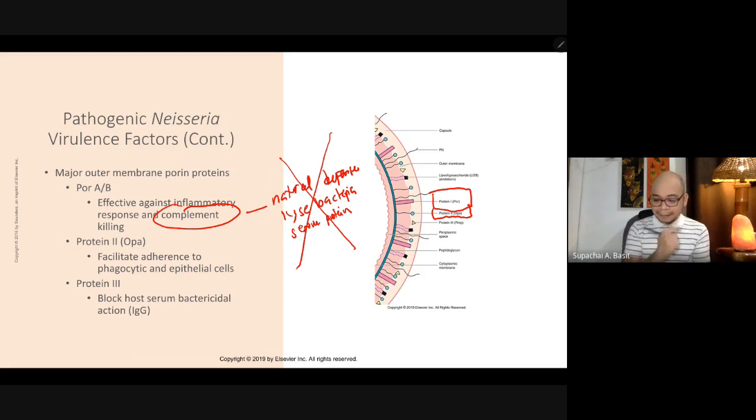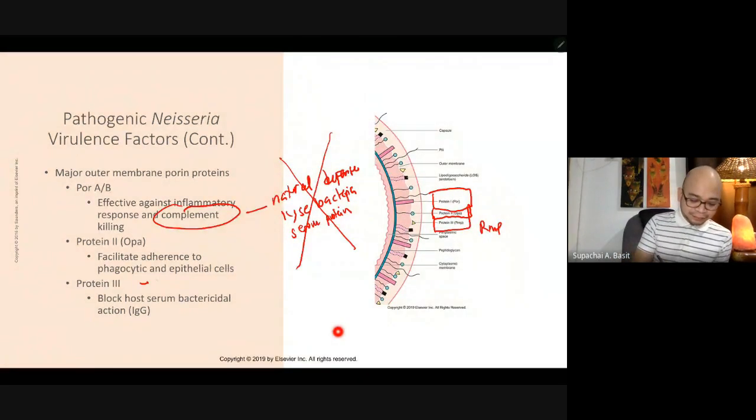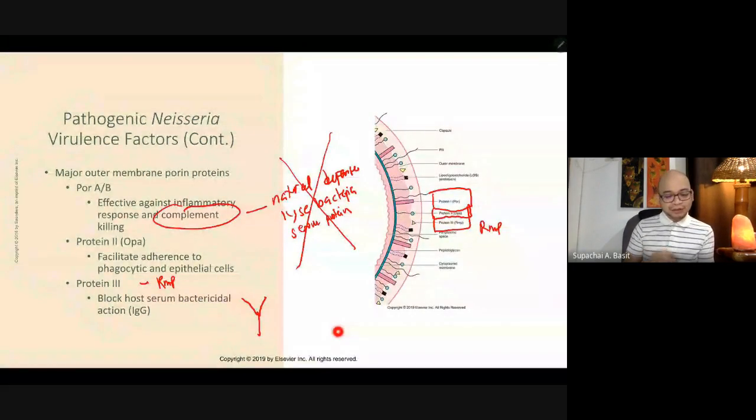And then the last one is the protein 3, or the RMP protein. So the other term would be RMP. It blocks host serum bactericidal action of IgG. Meaning to say, because of the protein 3, our IgG would become useless as well. Our antibody would become useless as well. So this makes Neisseria more virulent, more harmful.